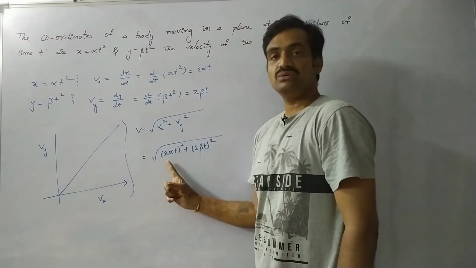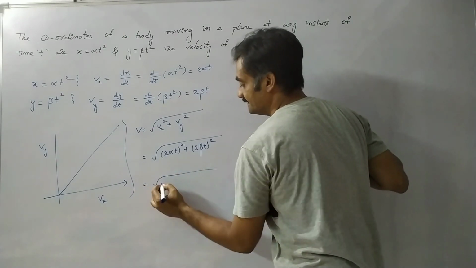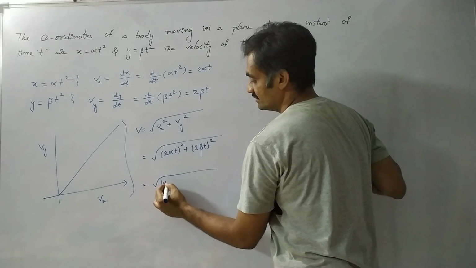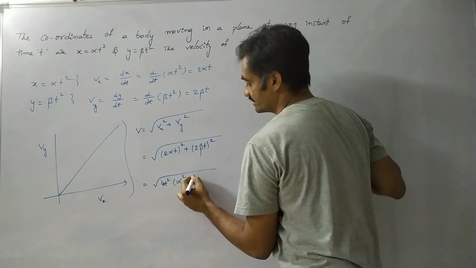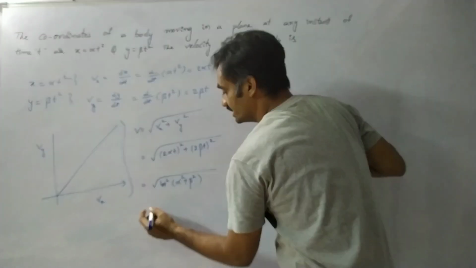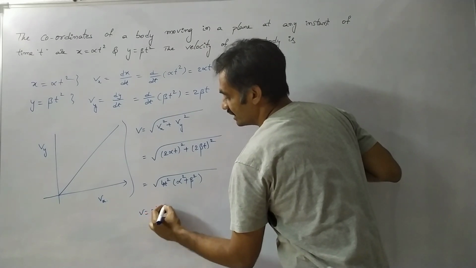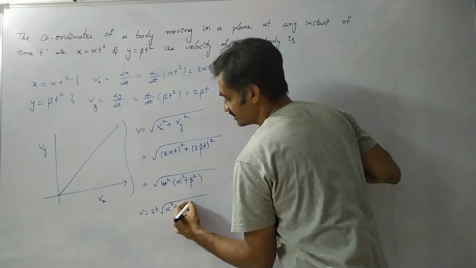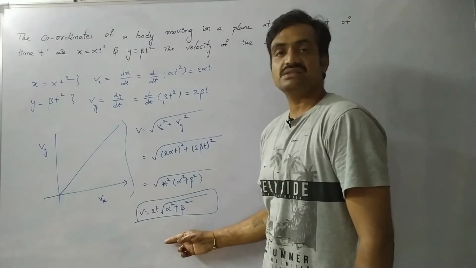So we can take 2t whole square as common. If I take 2t whole square as common, then we have 4t square into alpha square plus beta square, where we know that square root of 4t square is nothing but 2t. So the velocity is given as 2t into under root of alpha square plus beta square. So this represents the resultant.